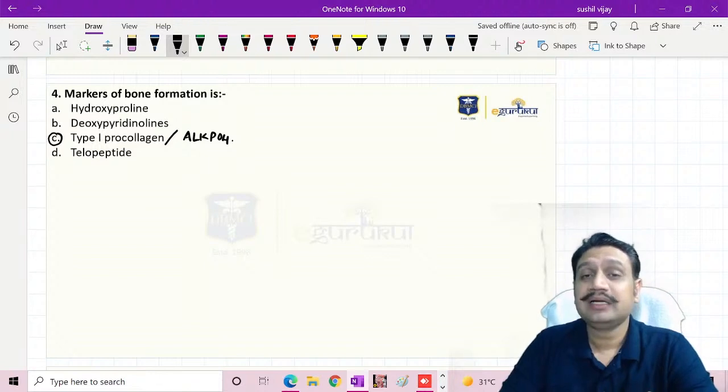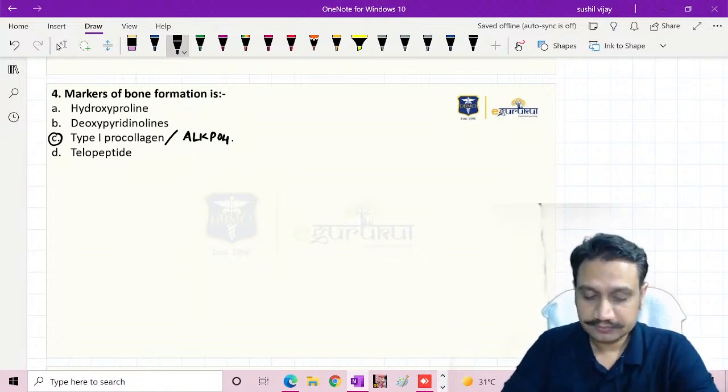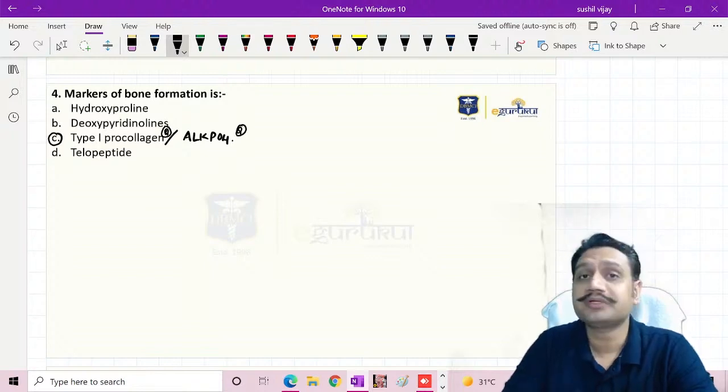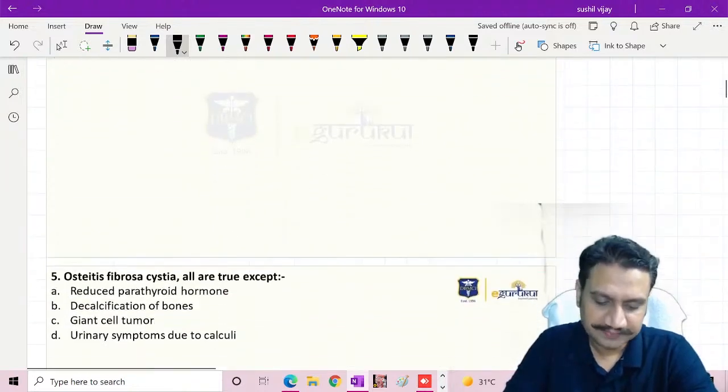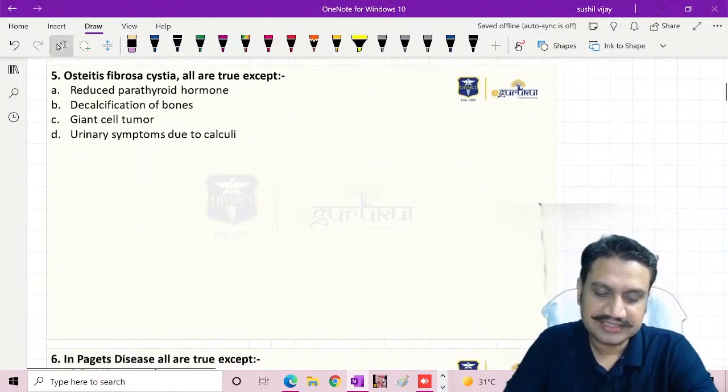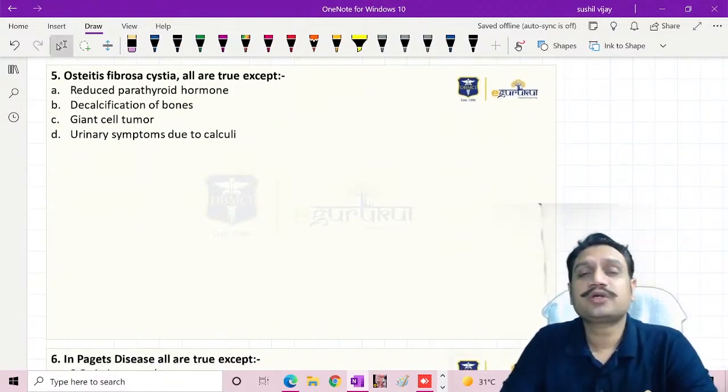Rest all of them, they are markers of resorption. So type 1 procollagen and alkaline phosphatase are markers of bone formation, right? I hope I'm clear with this. Osteitis fibrosa cystica, all are true except, what is osteitis fibrosa cystica?